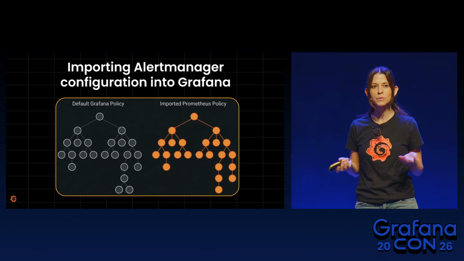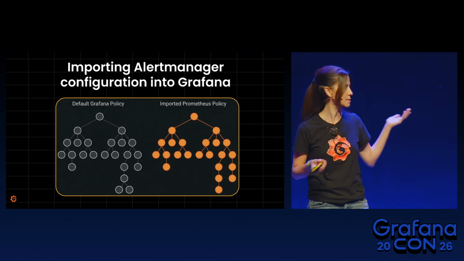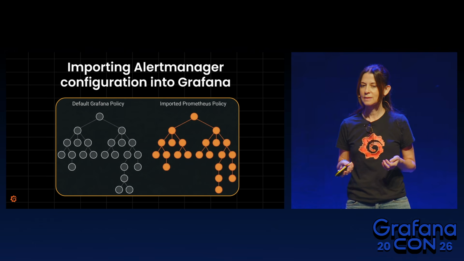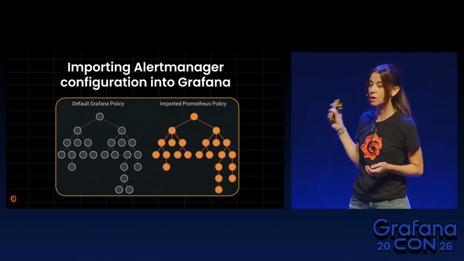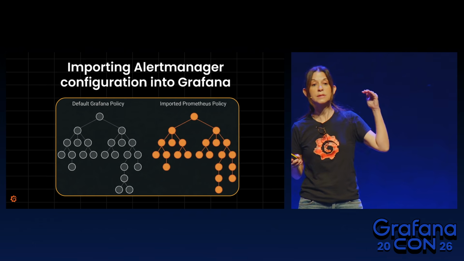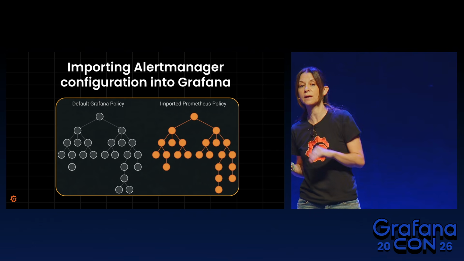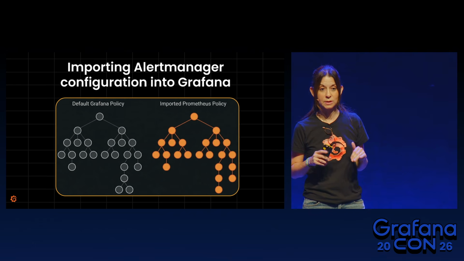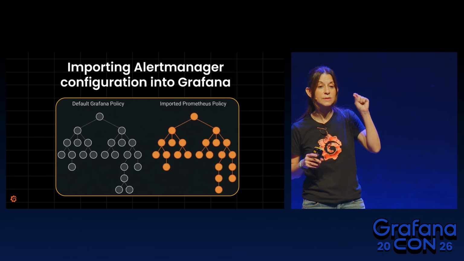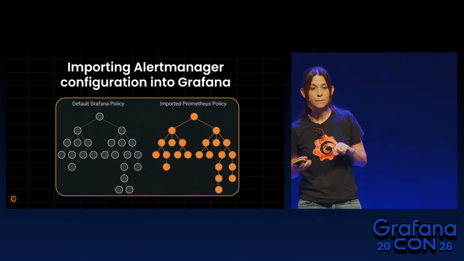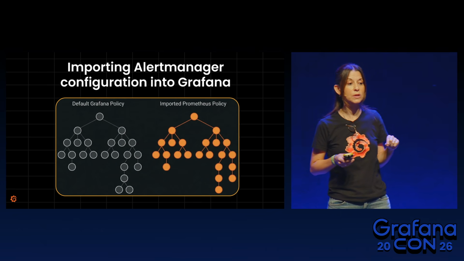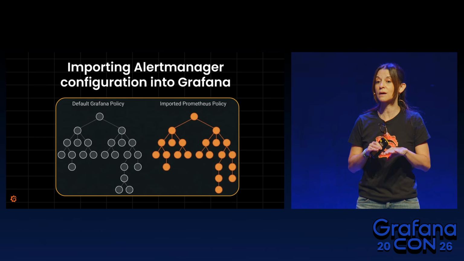Do you remember the multi-policy tree feature that Alexander showed us? This is where this feature becomes crucial. Because when we are importing from Prometheus, Mimir, and Loki, we are creating a new policy tree in Grafana with the imported policies. And we assign this policy tree to each imported alert rule. And your existing policies in Grafana stay untouched.